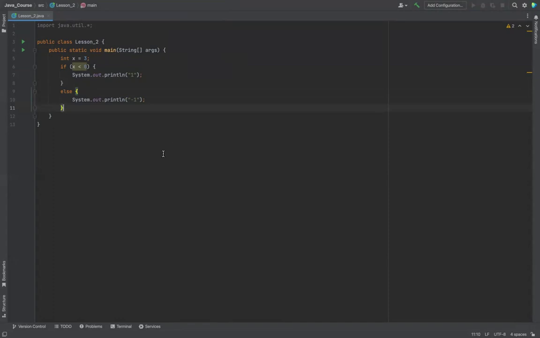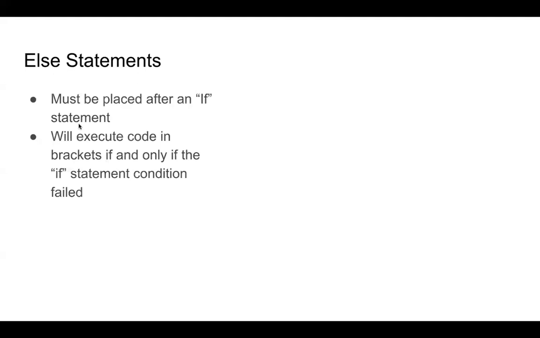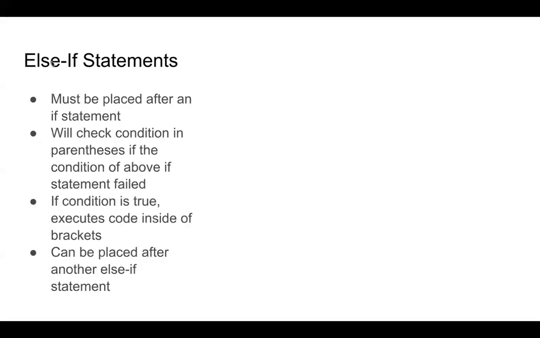But sometimes you want something more complicated, to check more than one thing in a certain order without doing every single one in this lone if statement. In that case, you would use an else if statement, which also needs to be placed after an if statement or another else if statement. What these will do is check the condition in the parentheses if the condition of the above if statement failed. And if then the else if statement's condition is true, it will execute the code inside of the brackets.